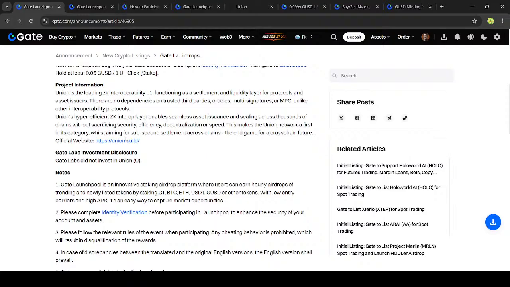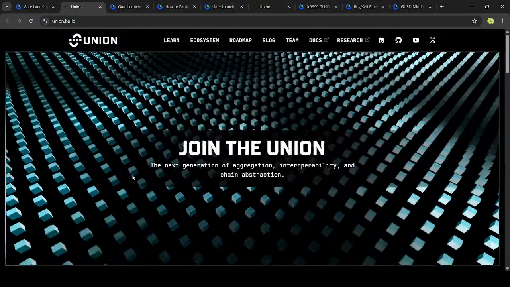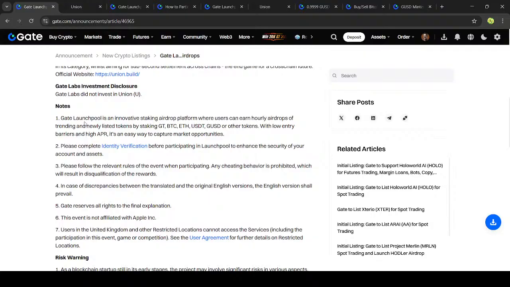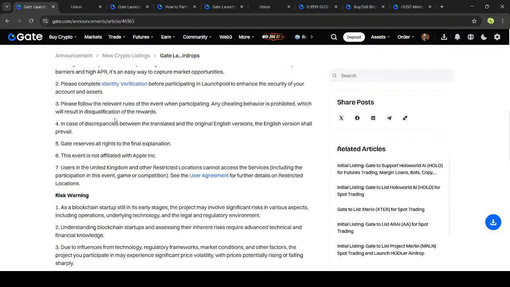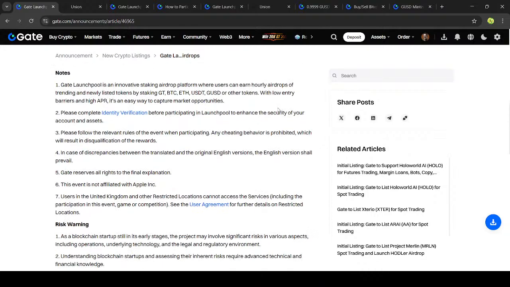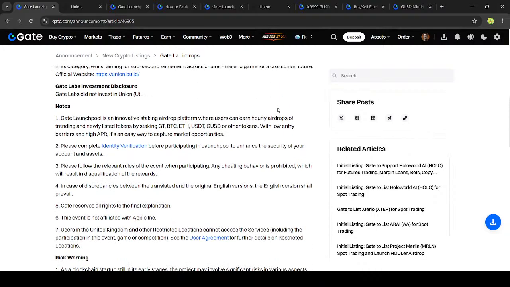So as I'm explaining right now, guys, Union, I will talk about these, guys. So Gate Launchpool, Gate, Union, I talk about Node.